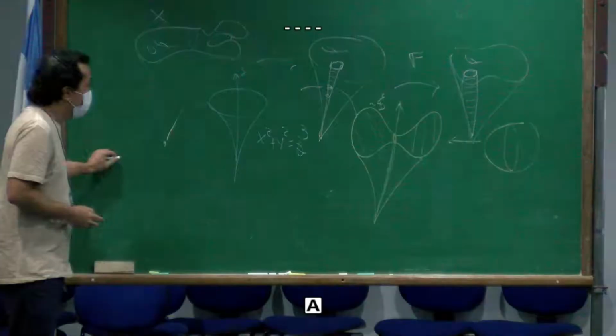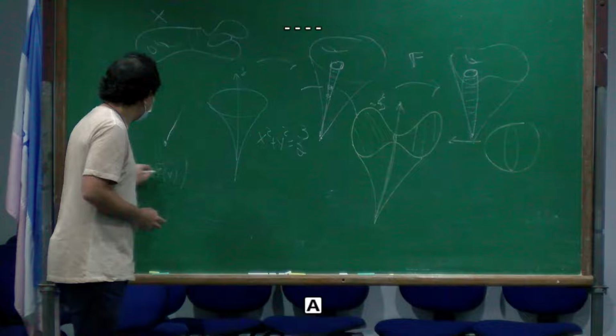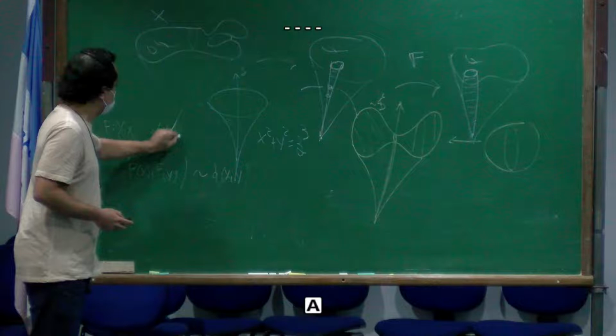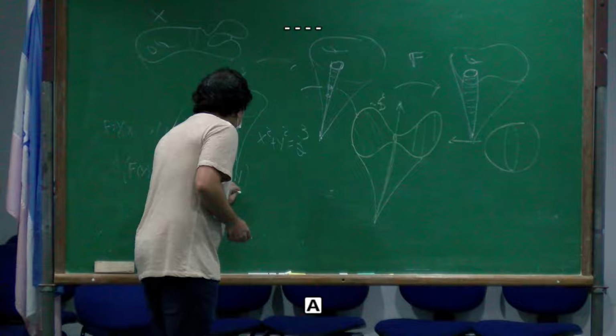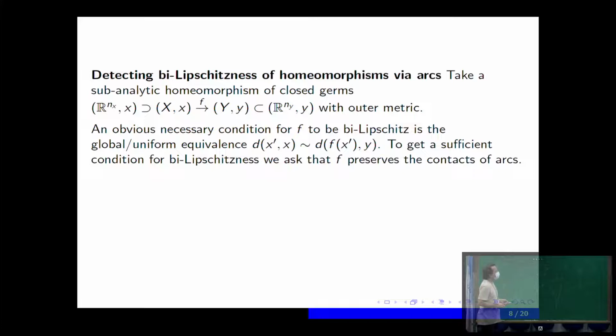Let me remind you again: a map is called bi-Lipschitz when the distances in the domain and in the image are equivalent, uniformly. So one condition is the following. If you have a bi-Lipschitz homeomorphism, and we speak about germs, the distance of the points must be preserved. This is a necessary condition.